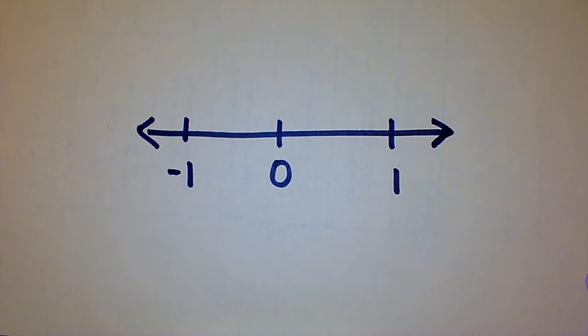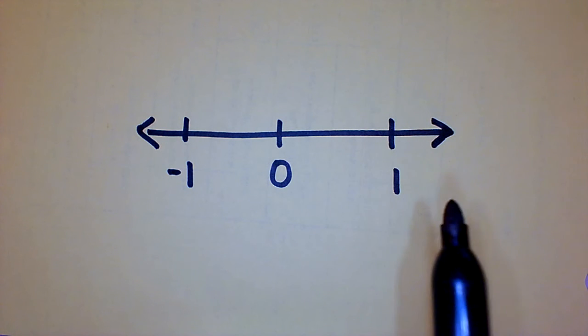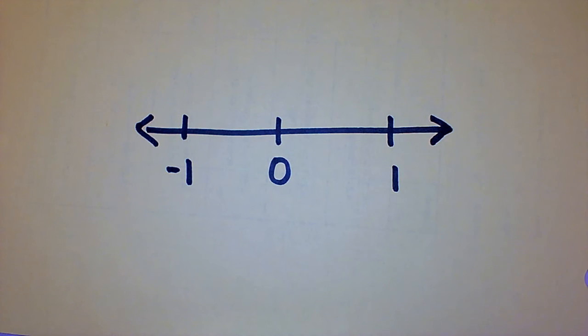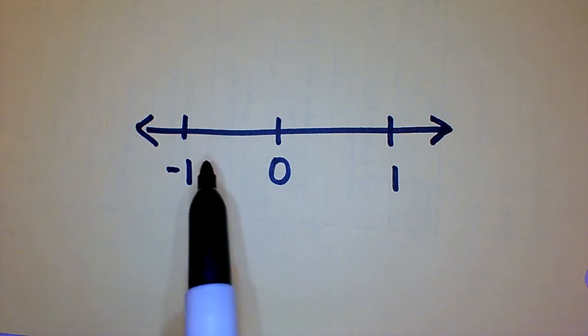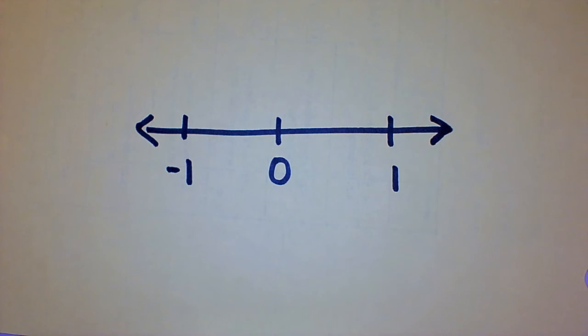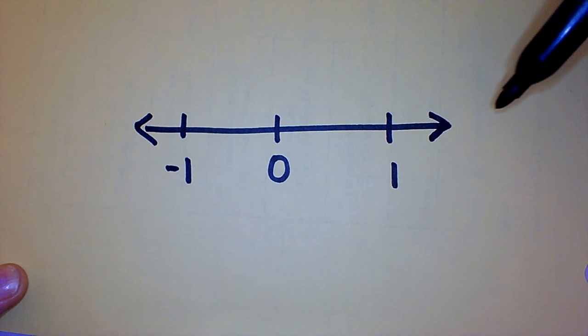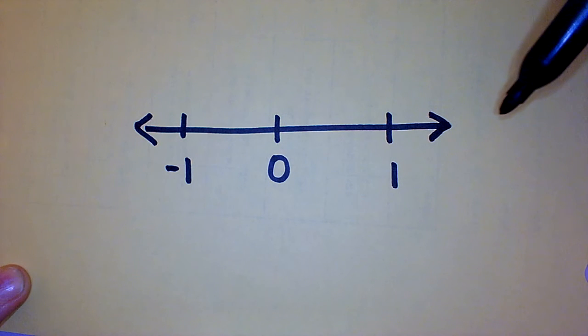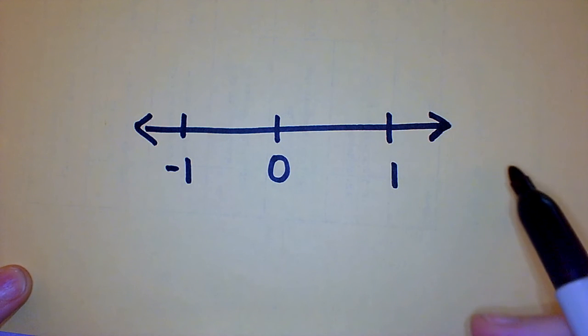We are looking for a number between 0 and 1. So anything bigger than 1 would not work, and anything smaller than -1 would not work. Some possible choices are 2.3. 2.3 is going to be too far over here. What about 1.5? That's in between 1 and 2.